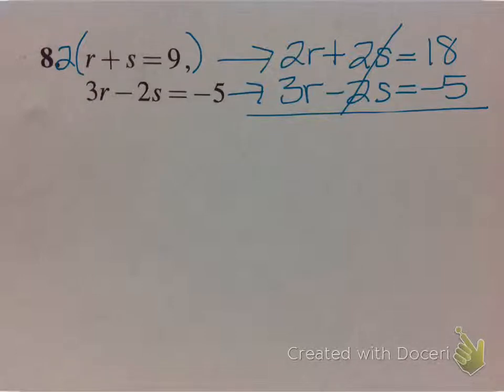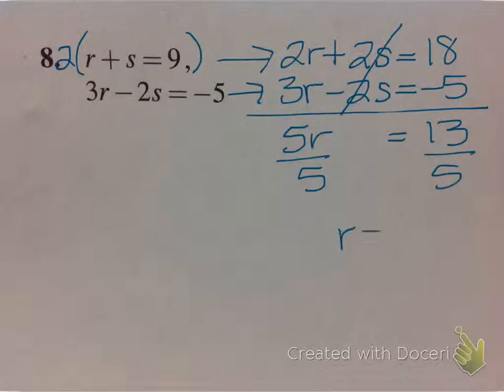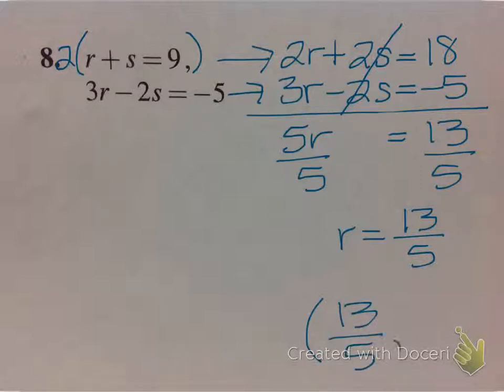So now when I add, I get 5r equals 13. Oh, looks like I'm going to end up with a fraction, which is okay. So r equals 13/5. Again, I have half of my solution. Since we're dealing with r and s, think of alphabetical order. So r, that's going to be like my x. And we have to find the y that goes with it.